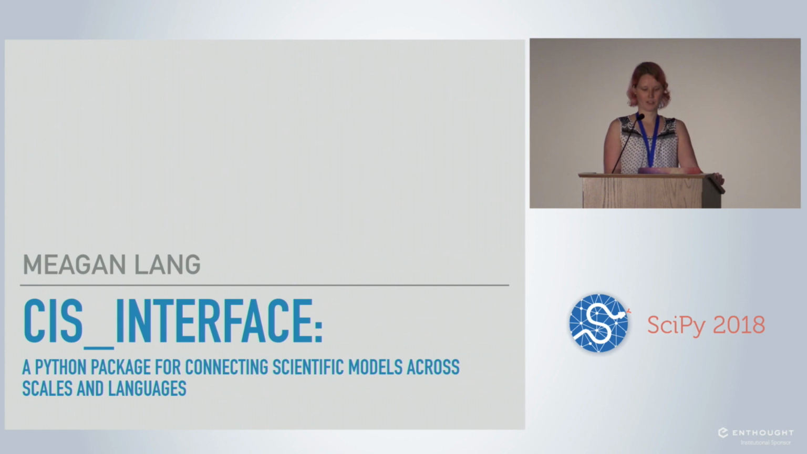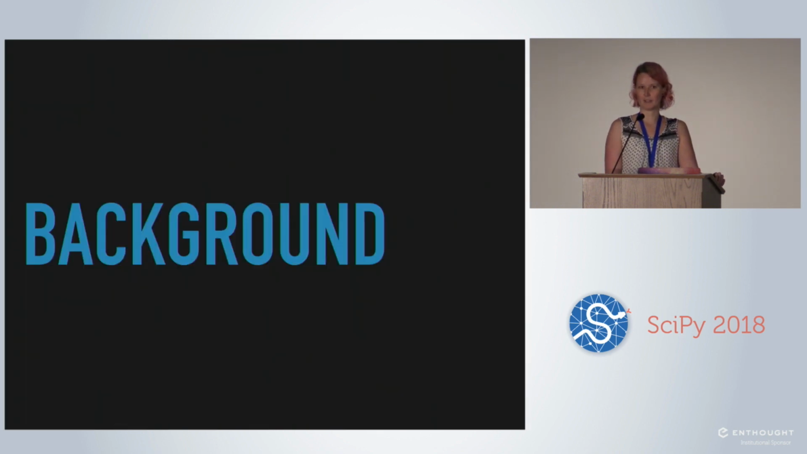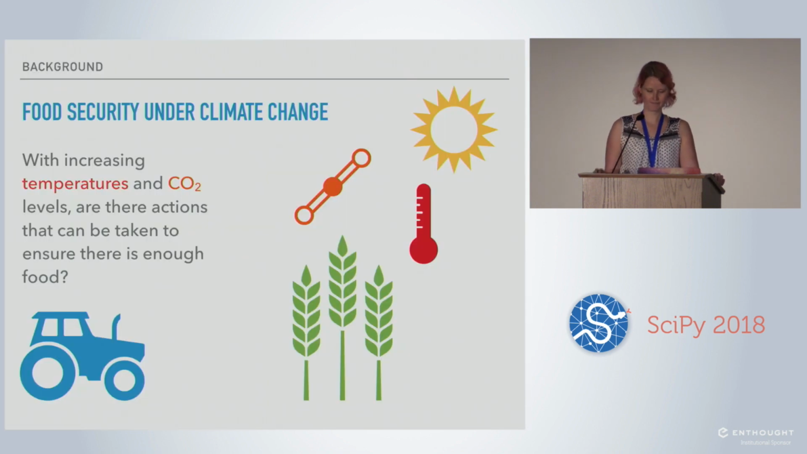So first, I want to go into a little bit of the background about why this package was created. A common problem for crop biologists that they want to address is ensuring that there's enough food under climate change. So as the environment changes, temperature, CO2 levels, the amount of water that's available, it's expected that this will impact the amount of food that's available.